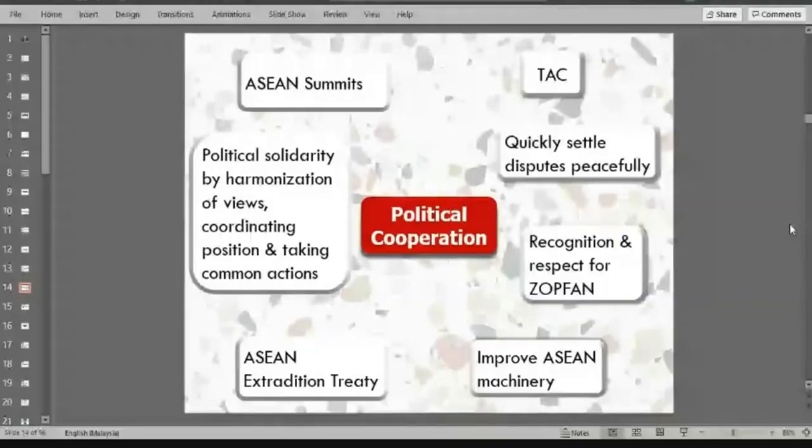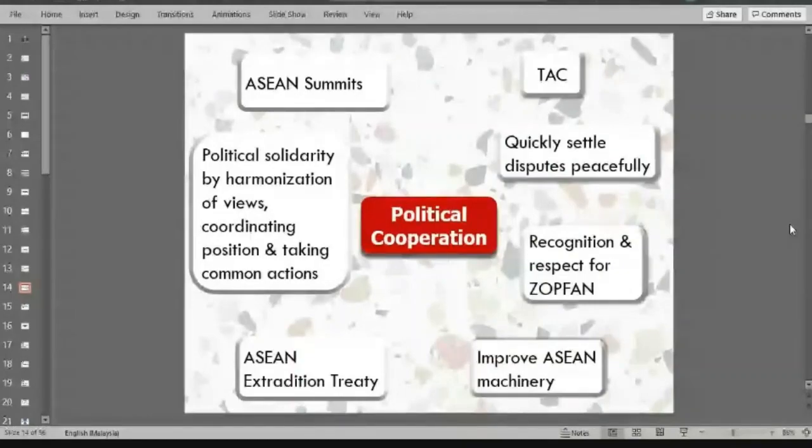And another important element when it comes to the political cooperation among ASEAN countries is that in order for them to have and maintain solidarity, they need to have these three things. One is the harmonization of views, right? Harmonization of views, meaning that they share the same view on any political issue.